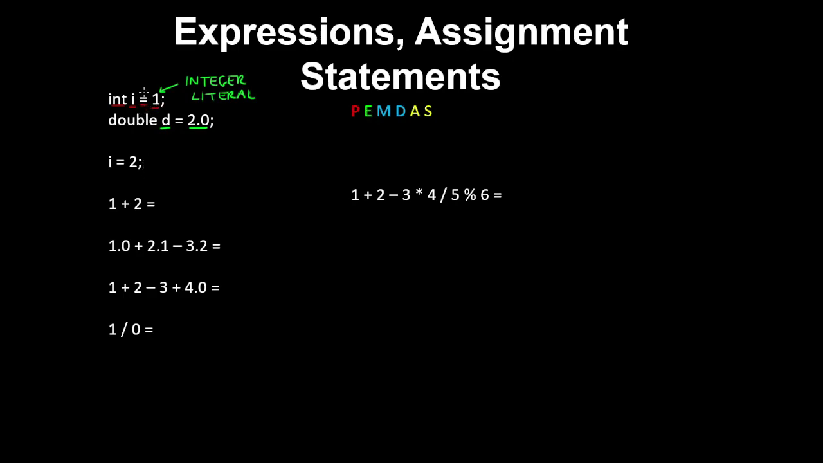So in addition to allowing the program to initialize a variable, we can use the assignment operator to change the value stored in a variable. So now I is equal to 2.